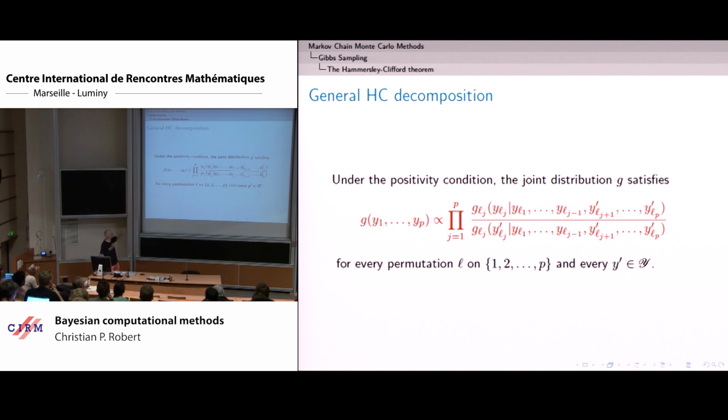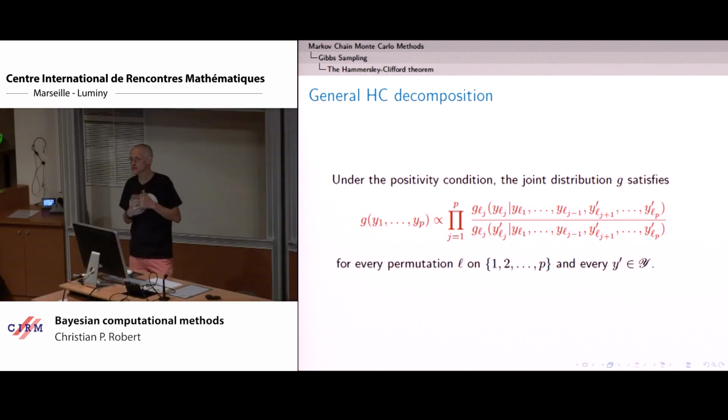So this theorem doesn't hold if the support of the joint is not the product of the supports of the full conditionals, that is, if the full conditionals have supports that vary. For instance, if your support is made of two squares that do not cover one another, you cannot write this for all y's. There is always a denominator that is 0.